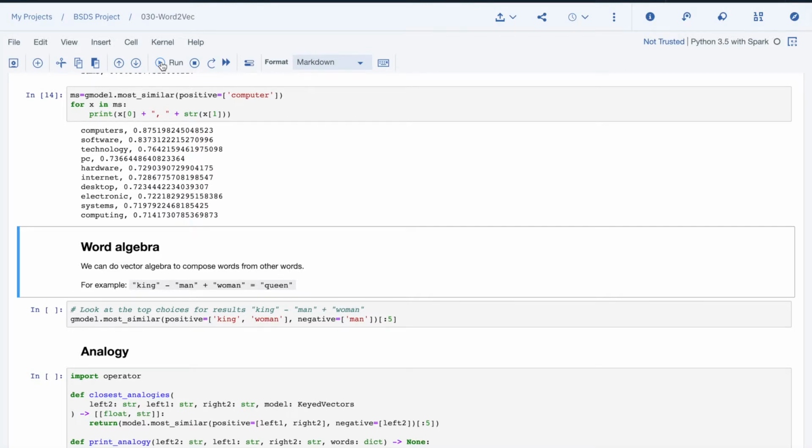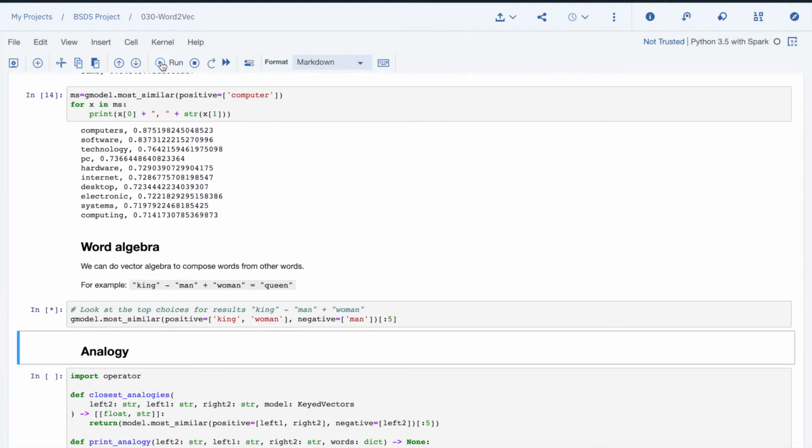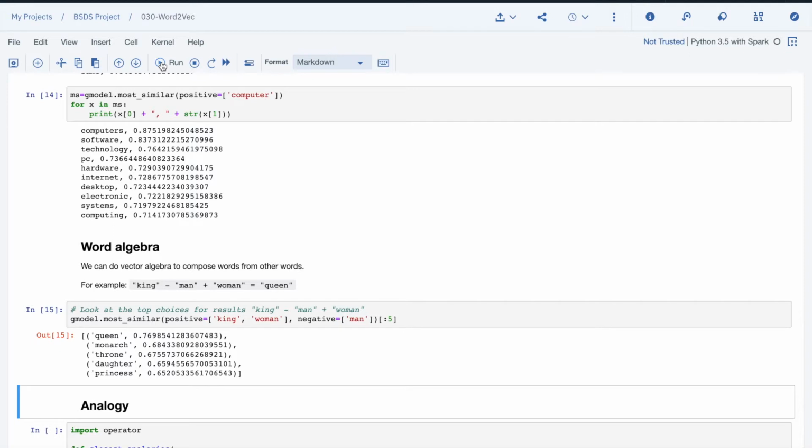We can take these word vectors one step further and do algebra on them. We see here what we get when we subtract man from king and add woman. In this case, our closest answer is queen.